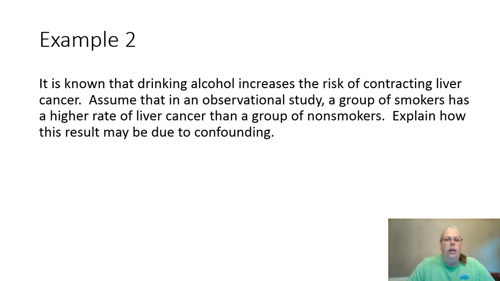Example 2. It is known that drinking alcohol increases the risk of contracting liver cancer. Assume that in an observational study, a group of smokers has a higher rate of liver cancer than a group of non-smokers. Explain how this result may be due to confounding. One of the things that may contribute to this is the fact that people who drink may also tend to smoke. If you were to walk into a bar, you would see a lot of people with a drink in one hand and a cigarette in the other hand.